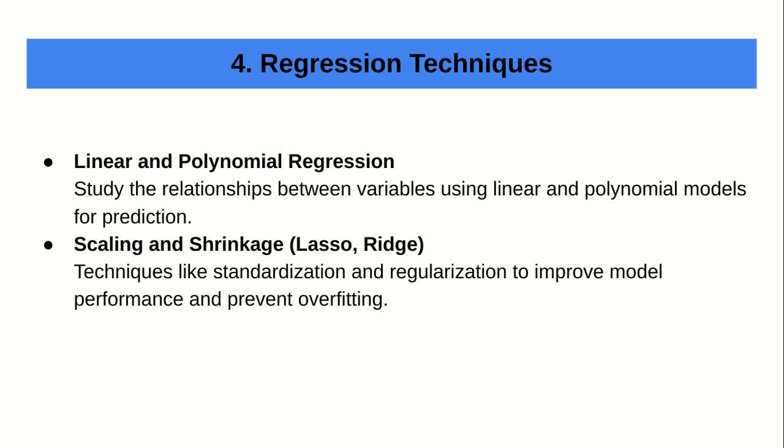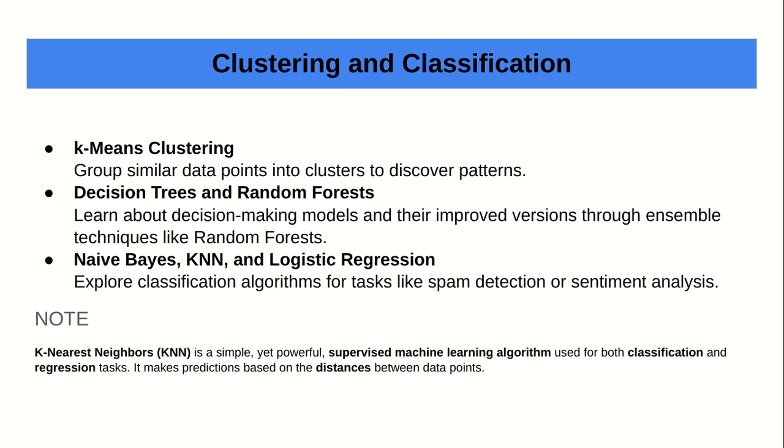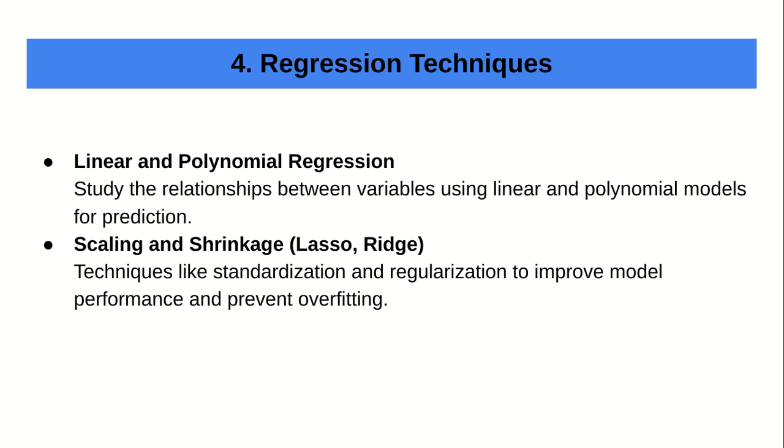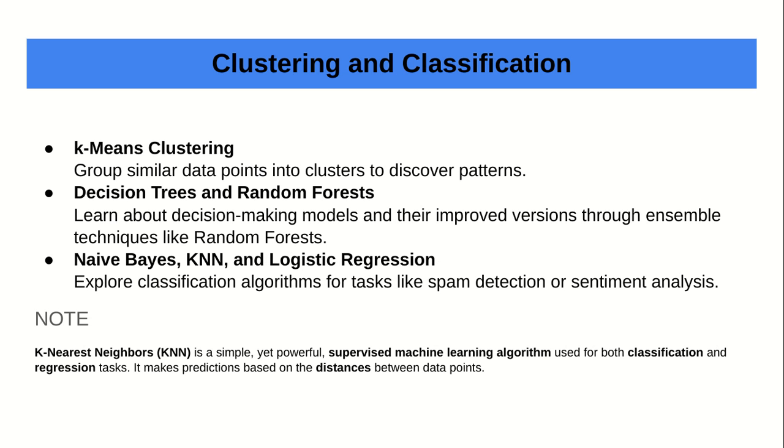Now the next part we're going to look into is clustering and classification techniques. So what are regression techniques? Regression is more of numerical patterns, but clustering is more of categorical patterns. Now under clustering and classification we have k-means clustering, where we group similar data points into clusters to discover patterns. What is clustering?